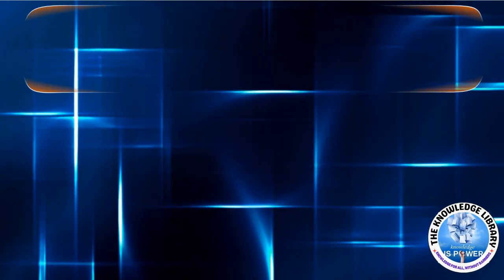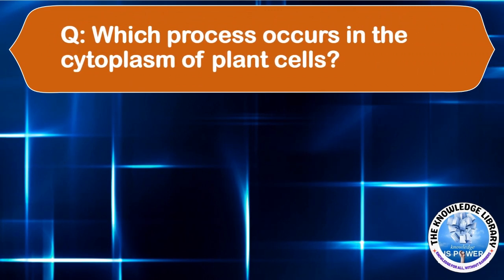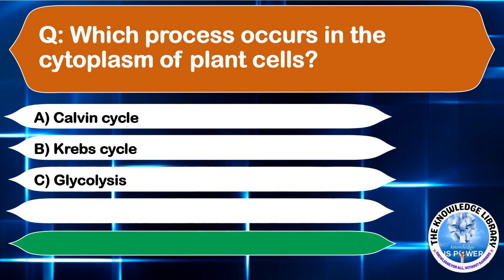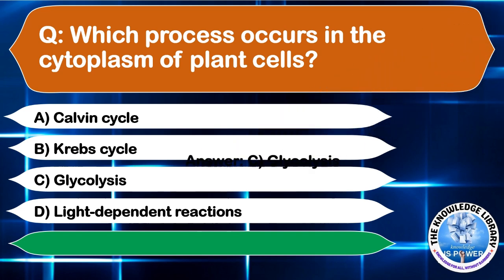Moving to the next question. Which process occurs in the cytoplasm of plant cells? Option A, Calvin cycle. Option B, Krebs cycle. Option C, glycolysis. Or option D, light dependent reaction. The correct answer is option C, glycolysis.